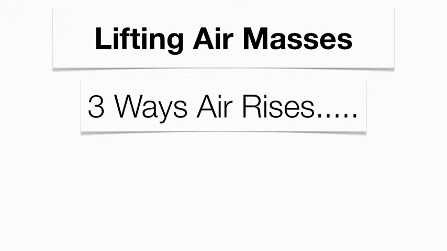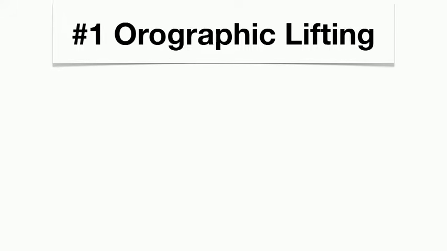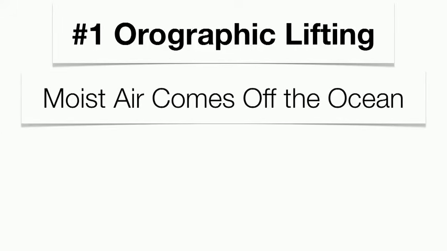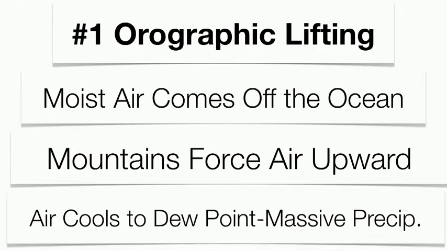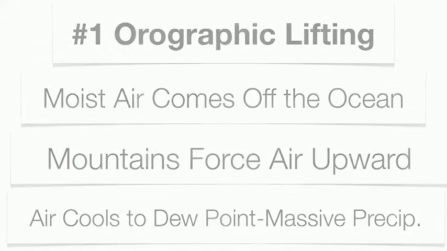Now, warm air, we had mentioned, rises. There are three different ways in which it can rise. The first way is what we call orographic lifting. Sometimes warm air masses come off the ocean and come in contact with a mountain range. The easiest way for an air mass to go around a mountain range is to go up and over it. Again, because it's cooler in the upper atmosphere, your air mass is going to condense at the dew point, and that's where you get your massive precipitation.